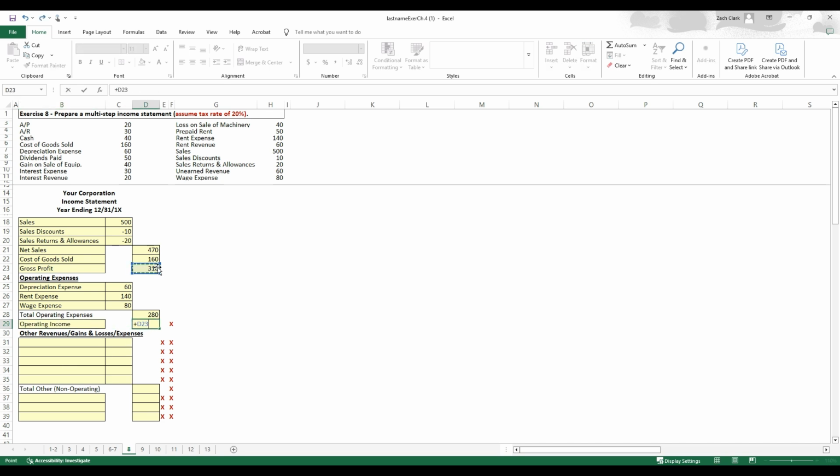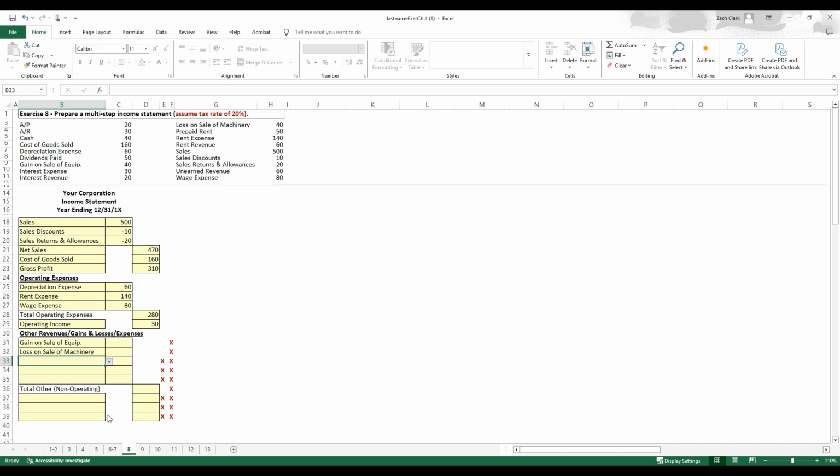And that's going to be our gross profit minus our total operating expenses. So 30. And then we're going to want to go through and list out other gains and losses and revenues and expenses, etc. So let's see what we got. We got gain on sale of equipment. We've got loss in the sale of machinery.